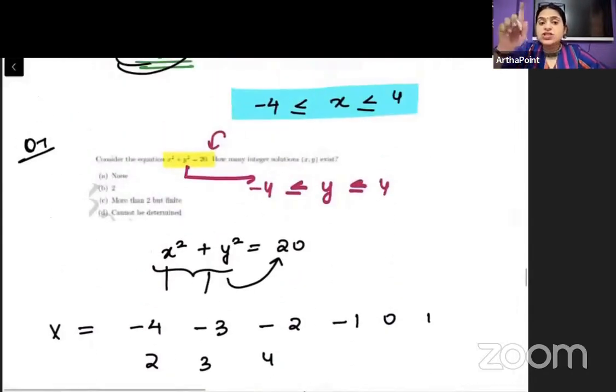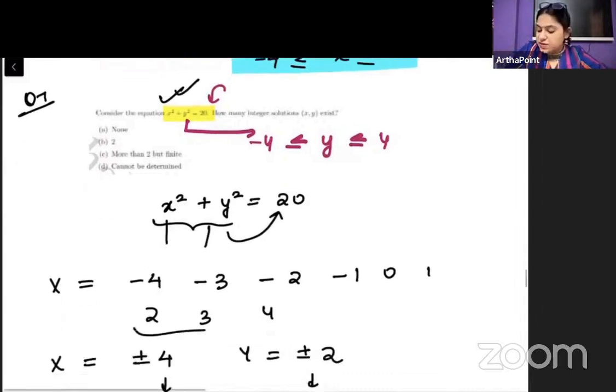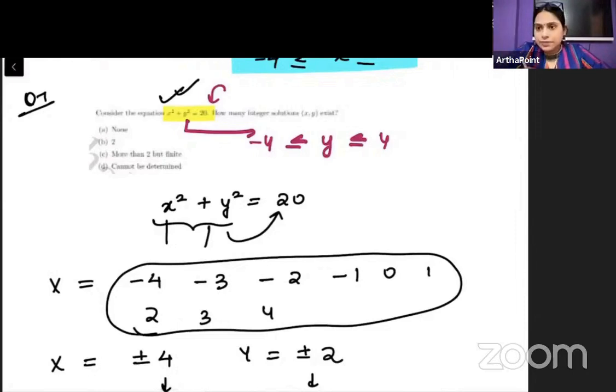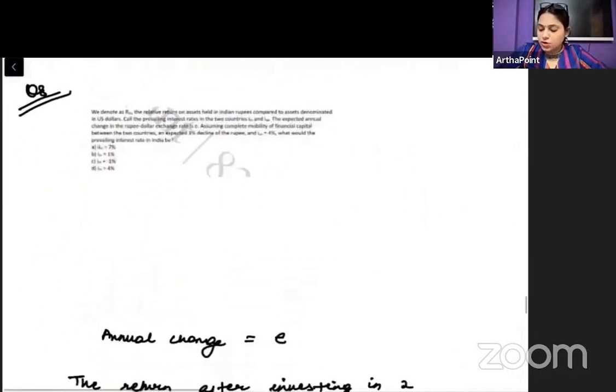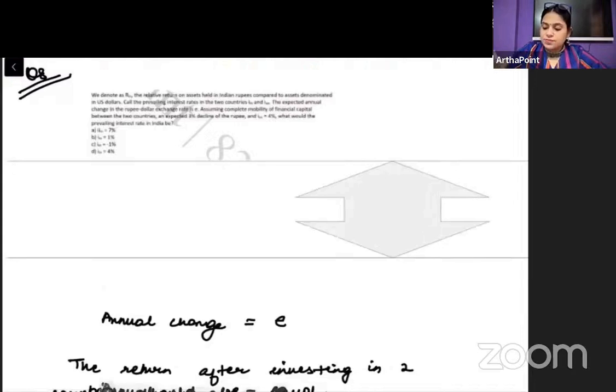So the number of integer pairs which solve this equation, they are definitely more than 2. But they're countable, right? Because the pairs will be created from this set only, right? So the correct answer to this question will be C, that they will be more than 2, but they will be finite. Okay. Come to the next question.